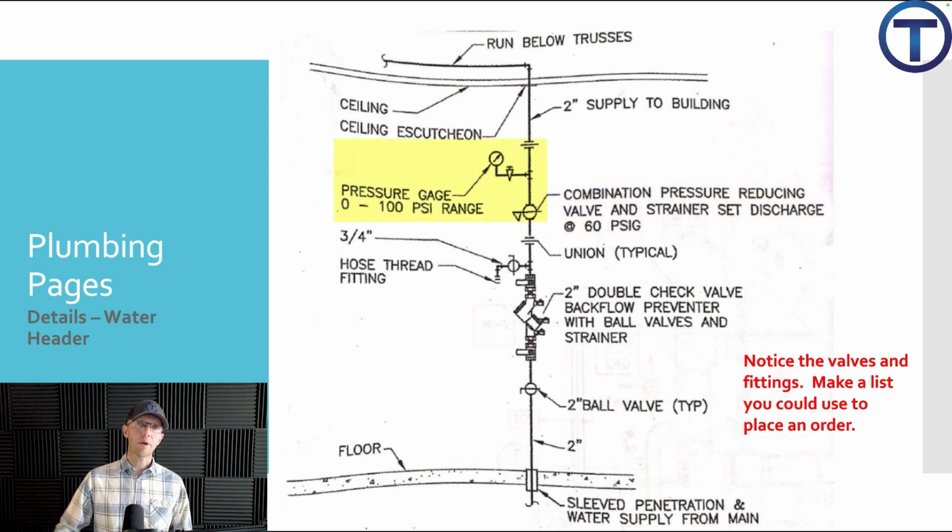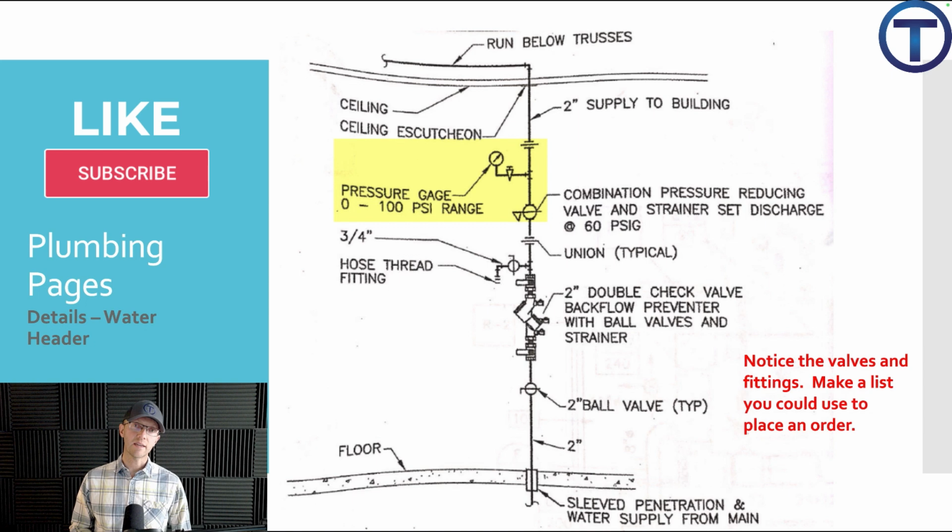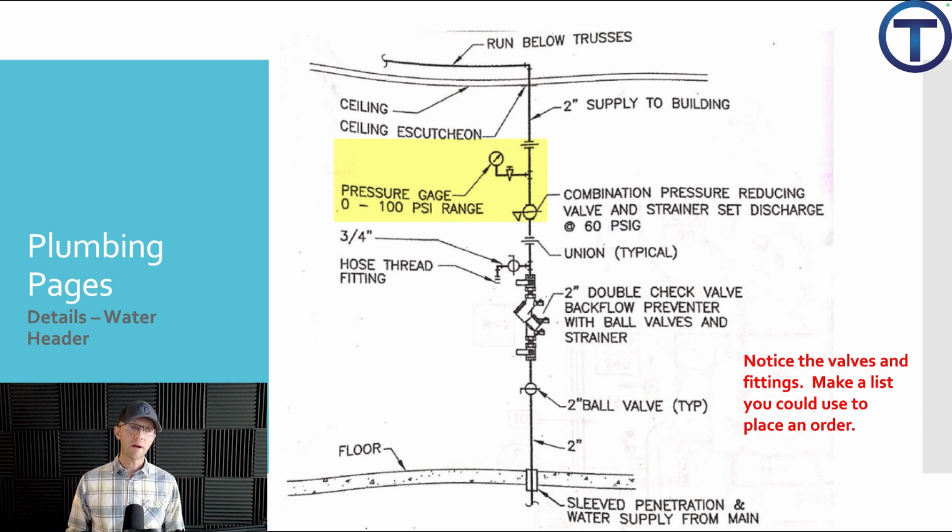Downstream from the pressure reducing valve, or up above it as we follow the line towards the ceiling, there's a T with a pressure gauge indicating pressures from 0 to 100 psi, and there's a small valve next to that that can be used to turn on and off if the gauge needs to be replaced. Above all of that, we have a union. This makes it possible for us to remove that section, replace the pressure reducing valve, and then the 2-inch supply goes on into the building.